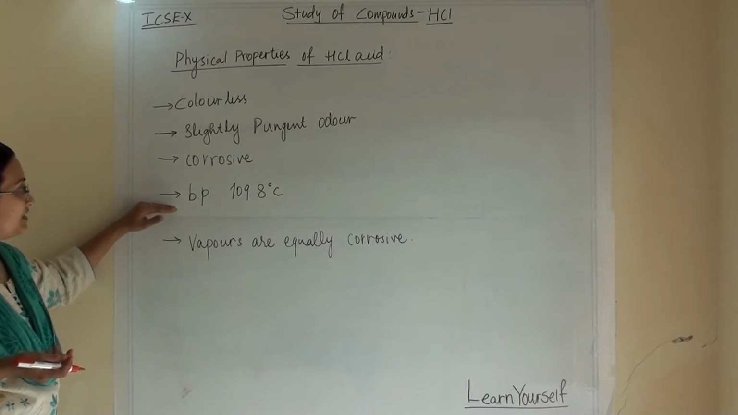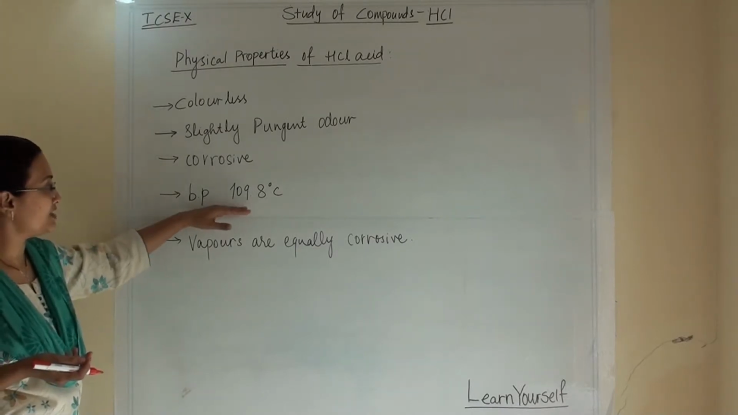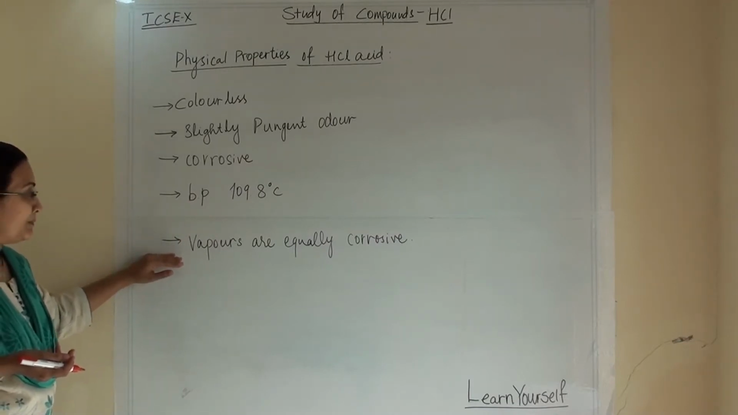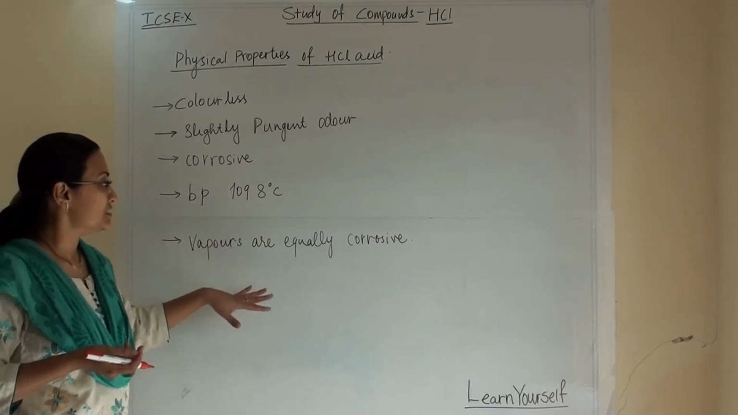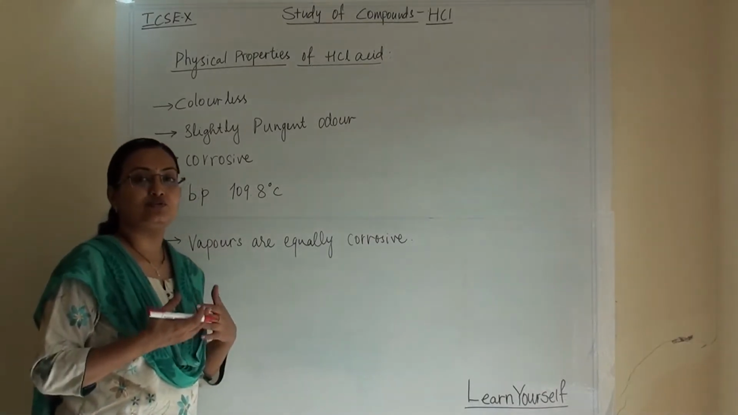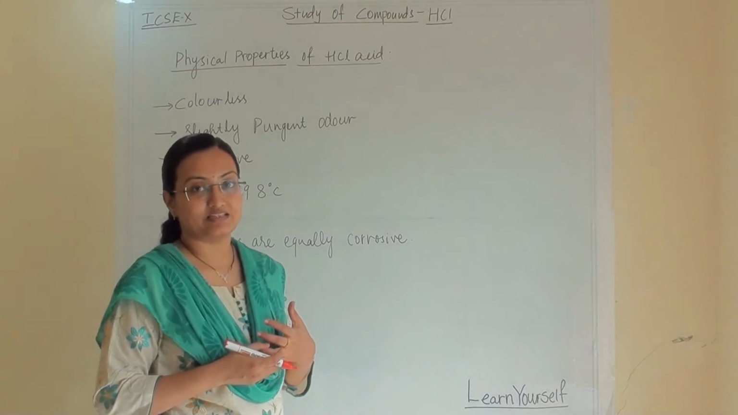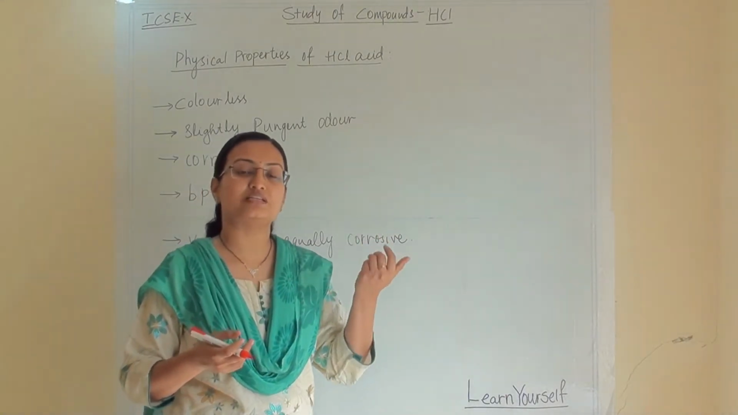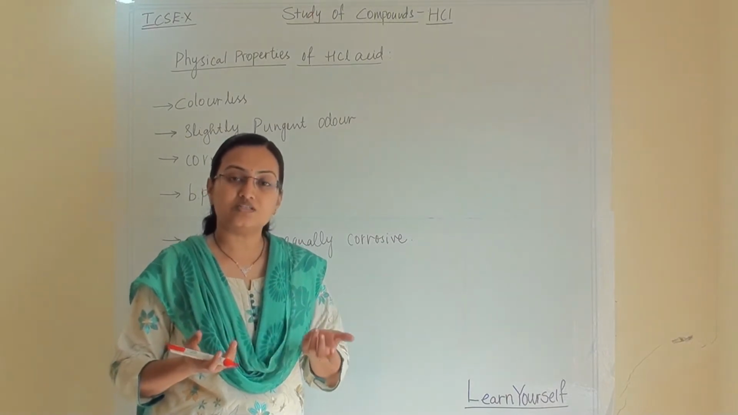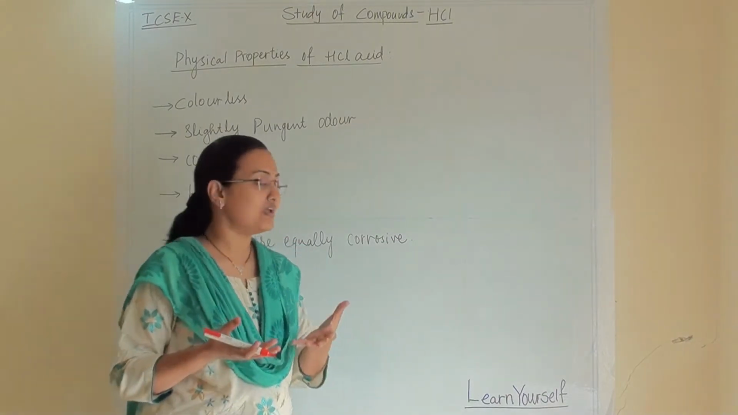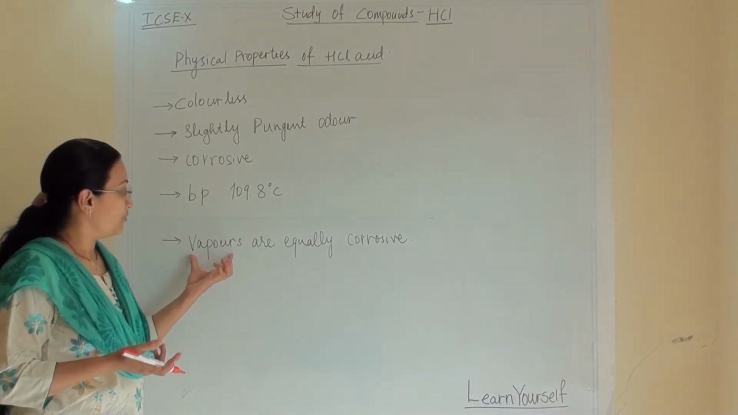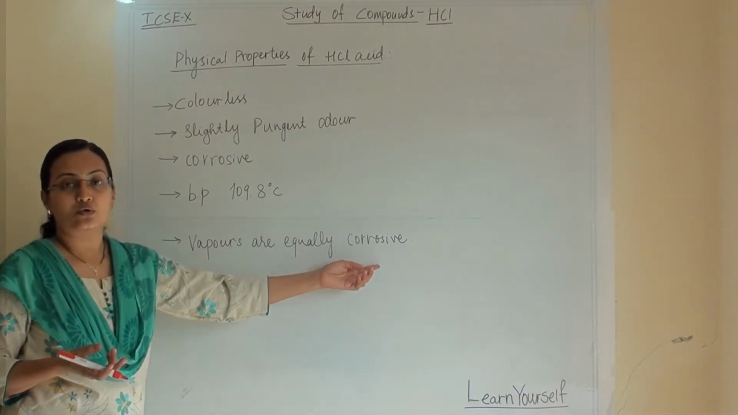Its boiling point is 109.8 degrees Celsius, and its vapor is also equally corrosive. That means whenever you are boiling hydrochloric acid, whatever vapor mixture is coming out, it consists of both water and acid. So that's why it is written there that vapors are equally corrosive.